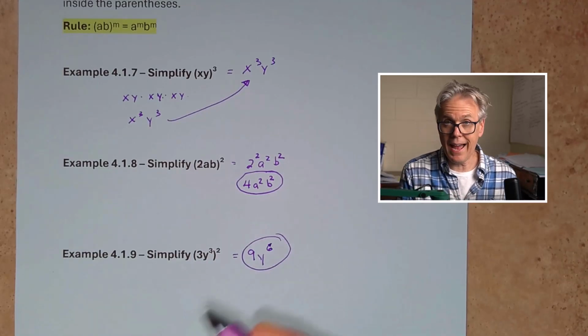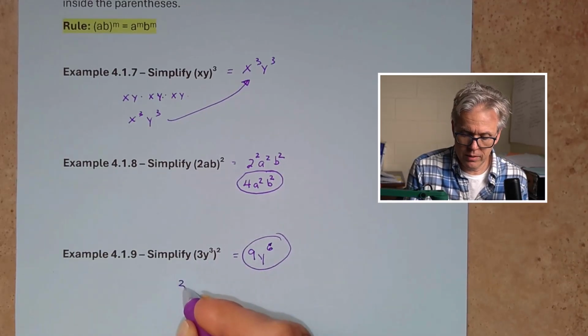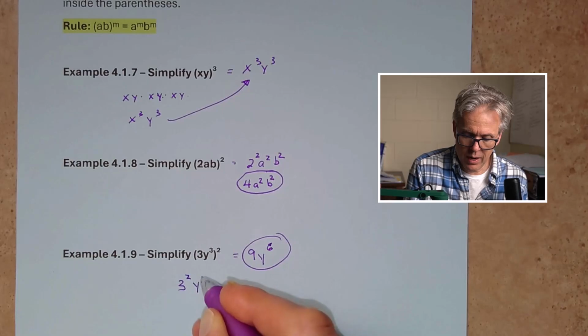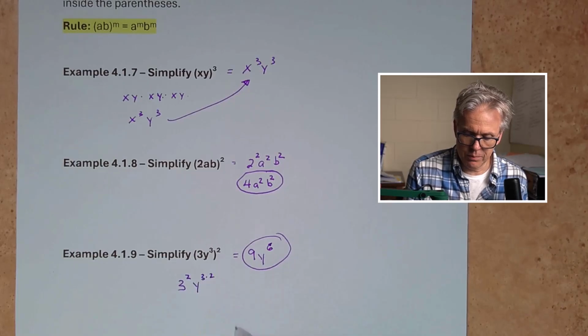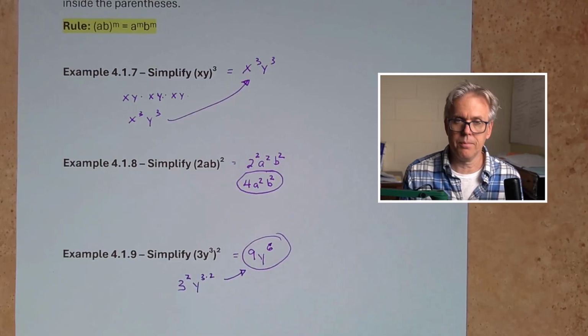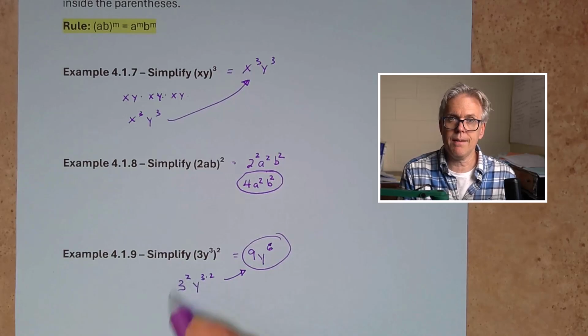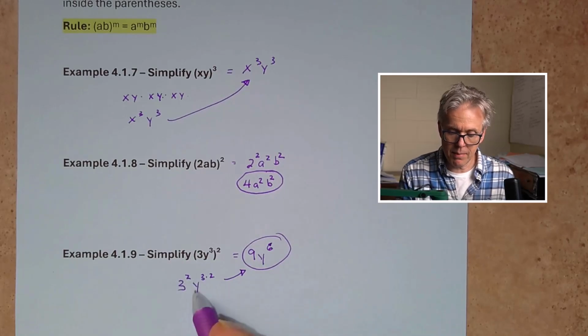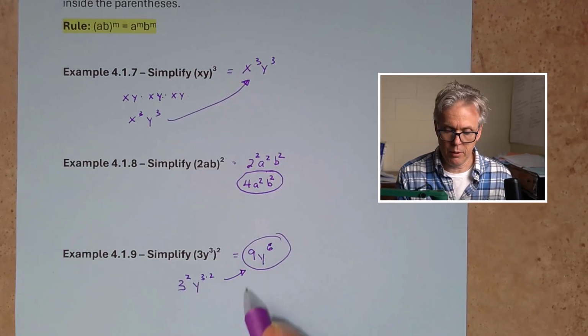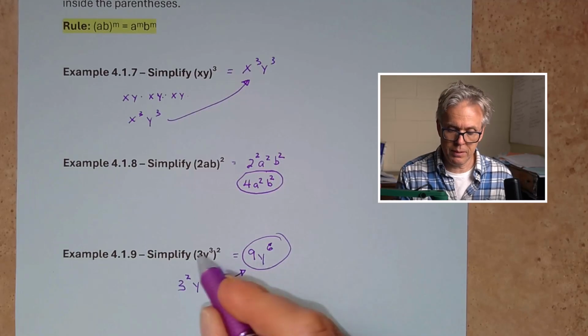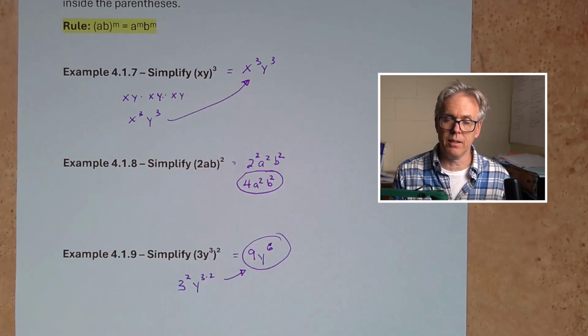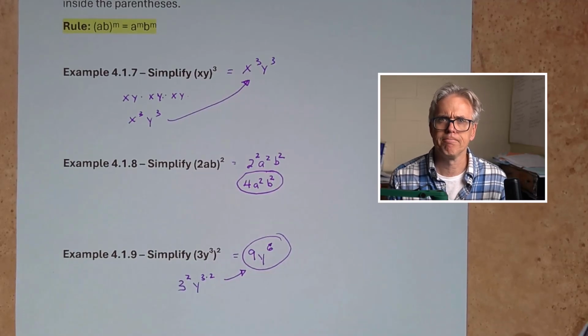So we normally don't write out everything when we're doing this, but we could. So 3 squared, y to the 3 times 2, and then that'll get you the answer. This is sort of what we're doing in our head. In the beginning, you may need to sort of write some stuff out. But after you do a few of these, you should be able to do some of the mental math when the numbers are particularly single digit. Hope that helps.